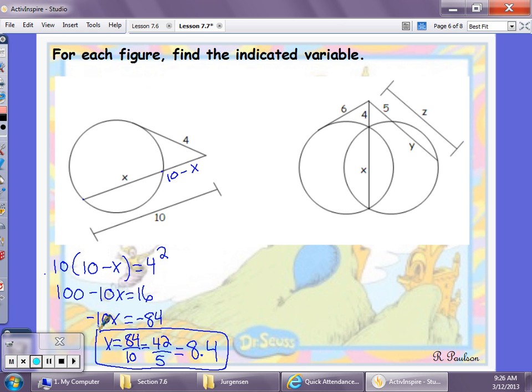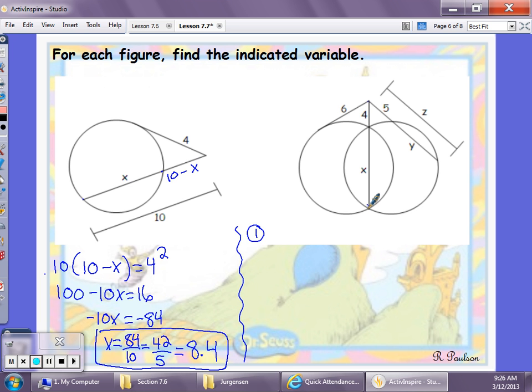So the last example is going to ask us to find x, y, and z, so we're going to use all three theorems for this one. So let's start with x. Okay. If we look at x, x is going to be part of a secant segment. So we can use this tangent here and use the last theorem we talked about that says if we take the external part of the secant times the entire length and set that equal to the tangent squared, then we can find our missing segment.